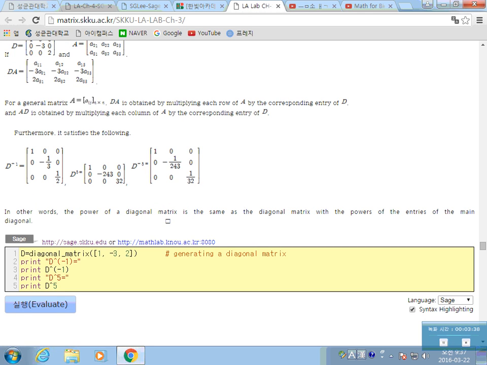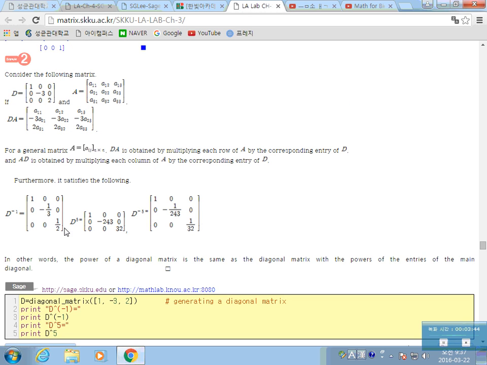And also, the diagonal matrix has nice properties like this. The inverse of a diagonal matrix is just another diagonal matrix whose main diagonal entries are the reciprocals of the main diagonal entries of the original one. So just the inverse of the main diagonal entries. Because if you multiply these two, you will see automatically this is going to be an identity matrix. And the power of a diagonal matrix is just the power of the main diagonal entries. And the inverse of this is just the inverse of the main diagonal entries of the diagonal matrix.